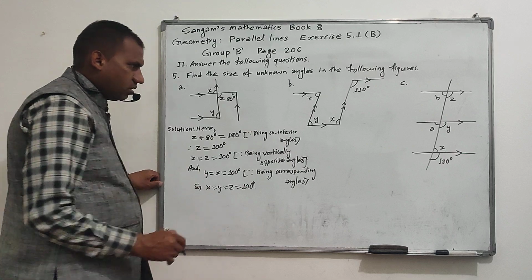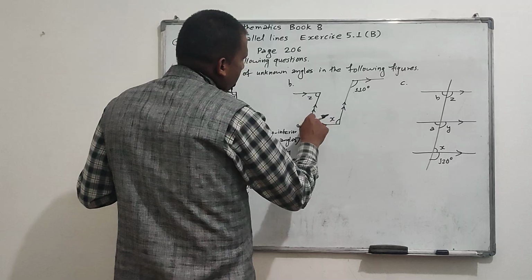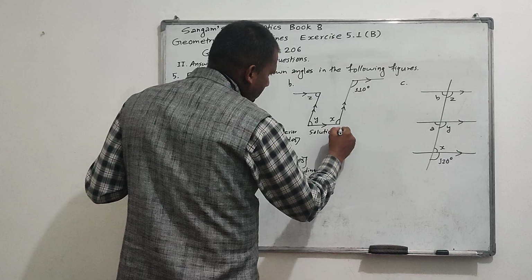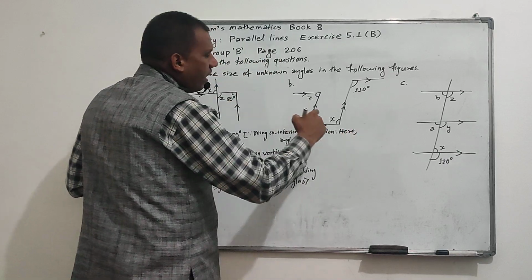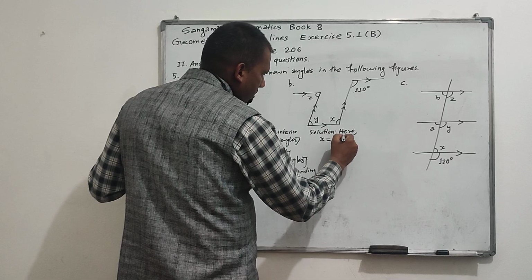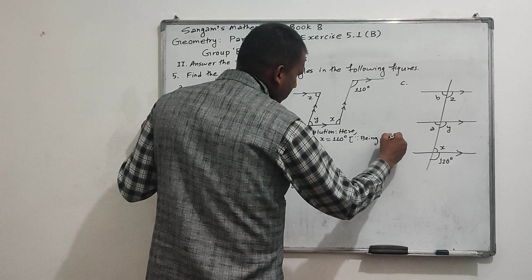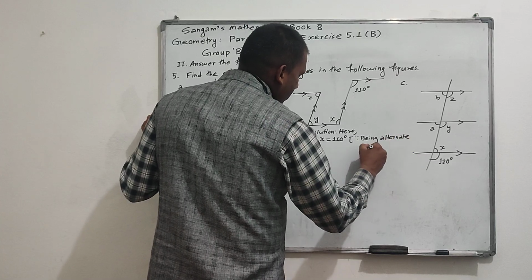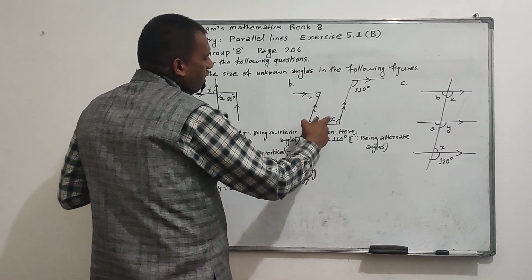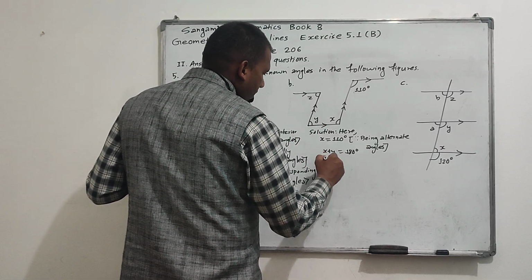This is the answer. Now for B, on this figure we have to find the values of x, y, and z. Now the solution here: x and 110 are alternate angles, so we can write x equal to 110 degree, being alternate angles.